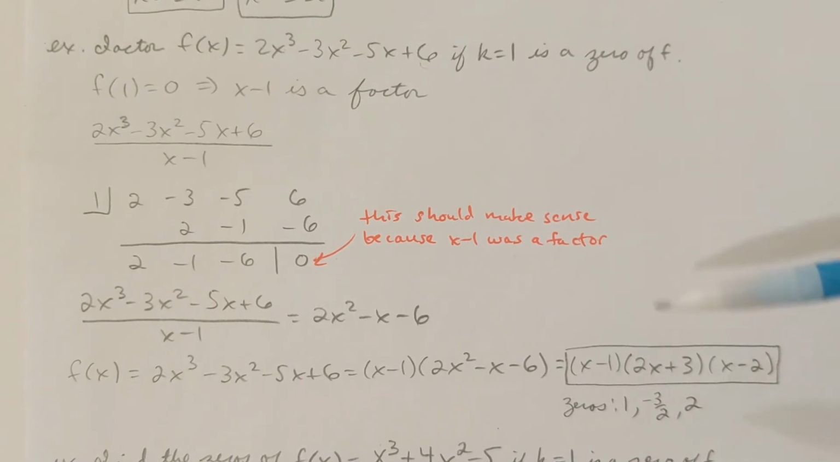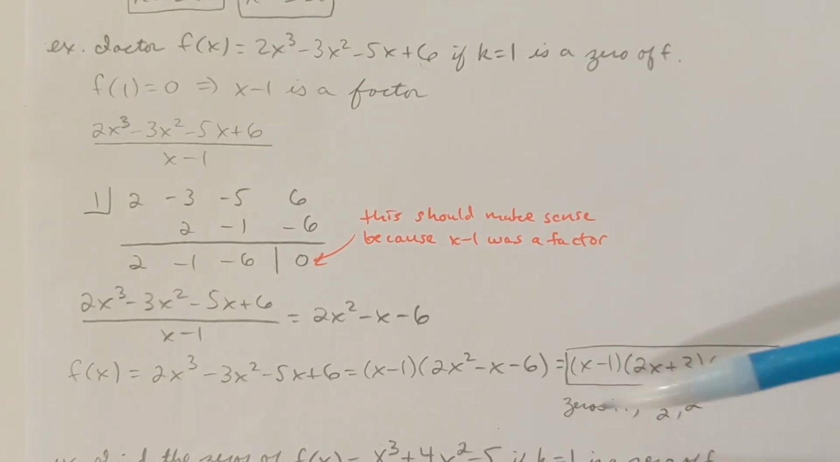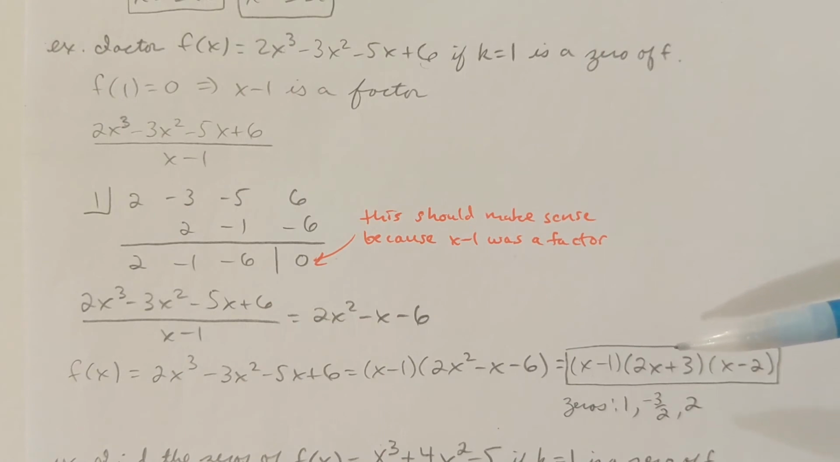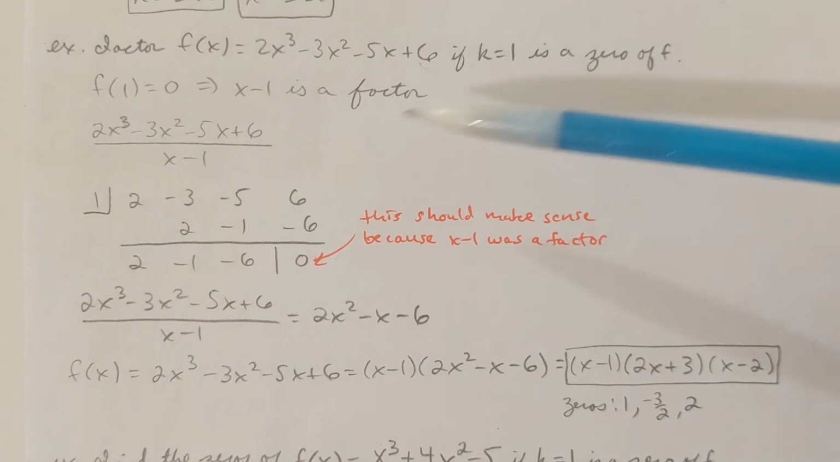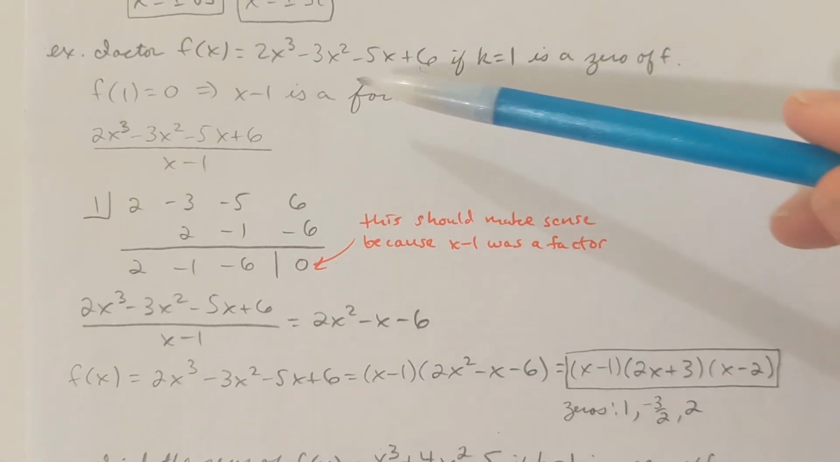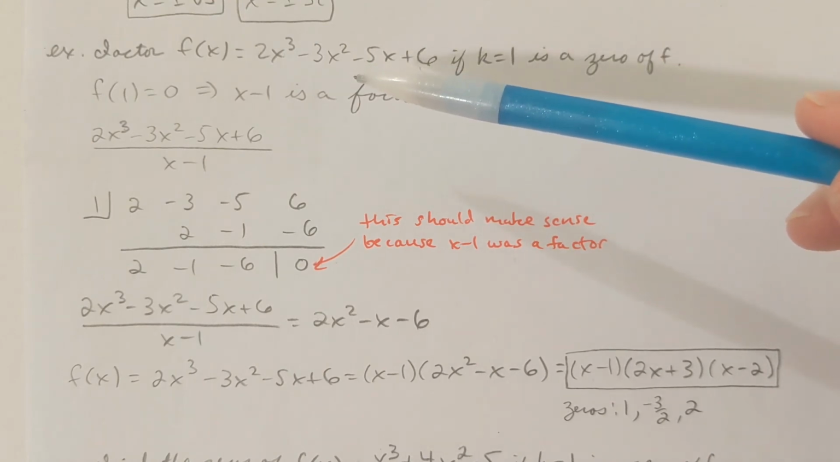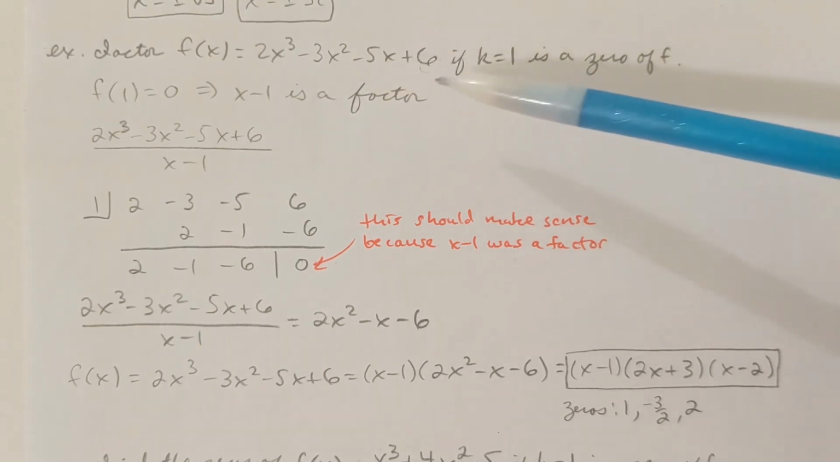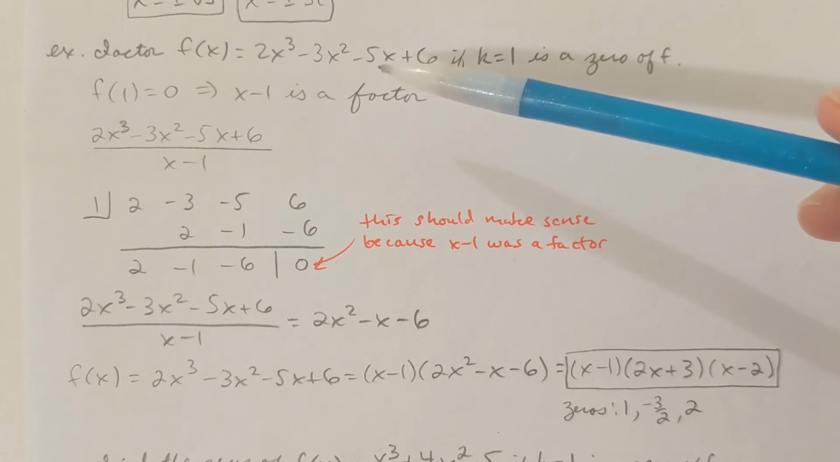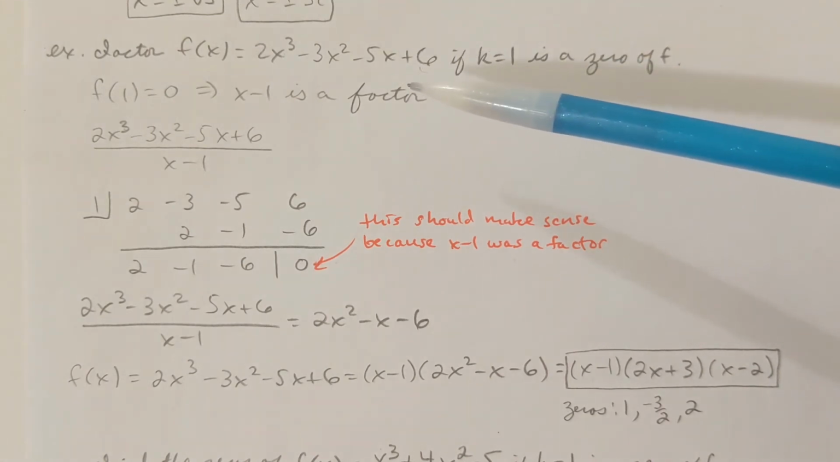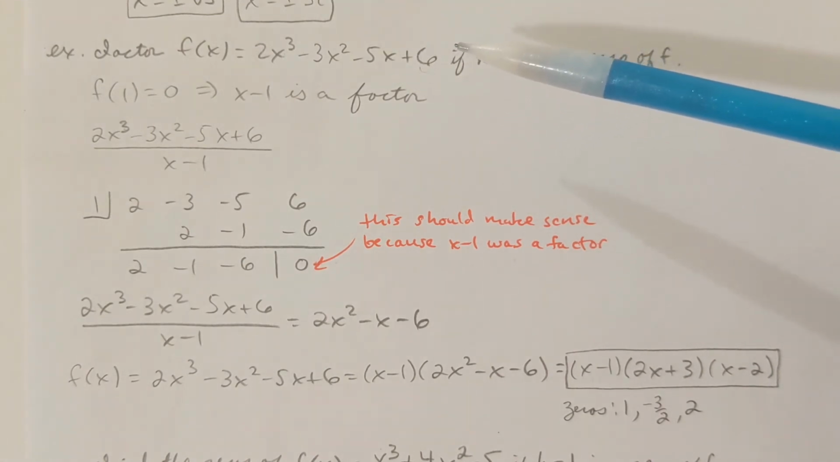If they ask an additional part saying what are the zeros of f, that's not a difficult question. The zeros would be 1, negative 3 halves, and 2. And by the way, this is the only way that I can do the problem. The only way. Because factor by grouping does not work. I don't have a number that's in common to the two terms to use as a group.